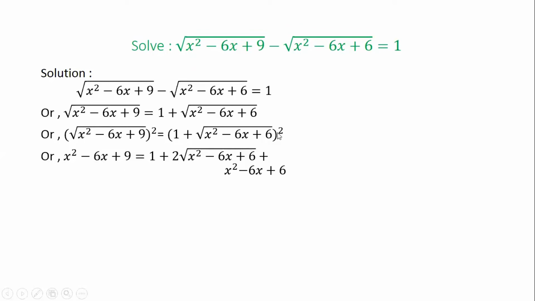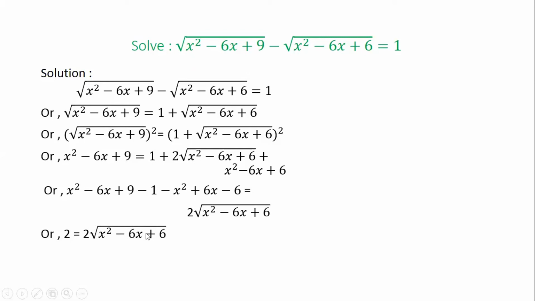And if we apply here (a plus b) whole square formula, then we get 1 plus 2 root over x square minus 6x plus 6 plus x square minus 6x plus 6. But if we change the side for this term, then we get x square minus 6x plus 9 minus 1 minus x square plus 6x minus 6 equal to 2 root over x square minus 6x plus 6. But after calculating, then we get this equation because x square minus x square equal to 0, minus 6x plus 6x equal to 0, minus 1 minus 6, that means 7. 9 minus 7 equal to 2. This term remains unchanged. If we divide this equation by 2, then we get this equation. If we change the side, then we get root over x square minus 6x plus 6 equal to 1.